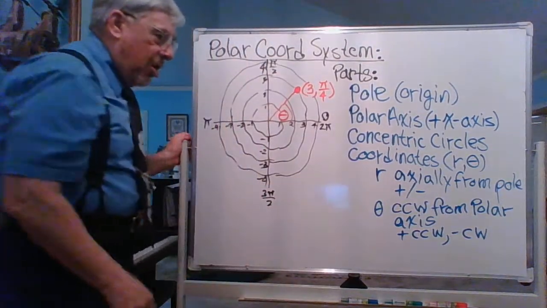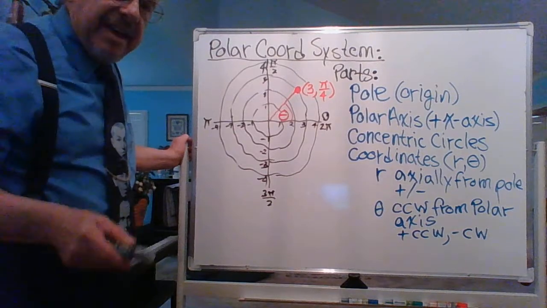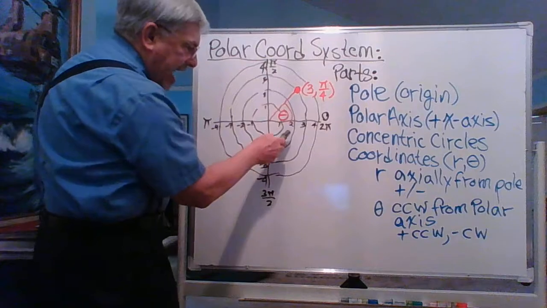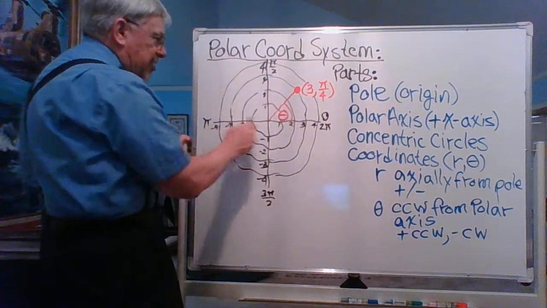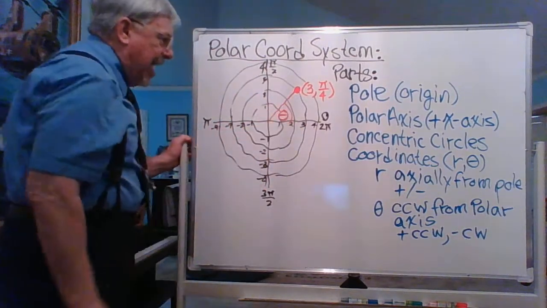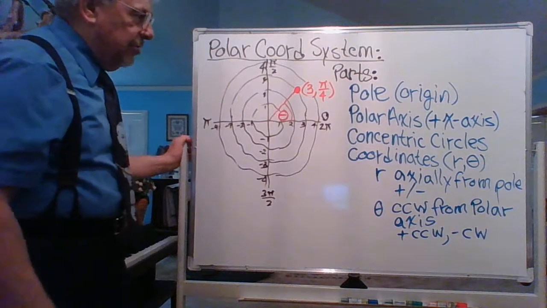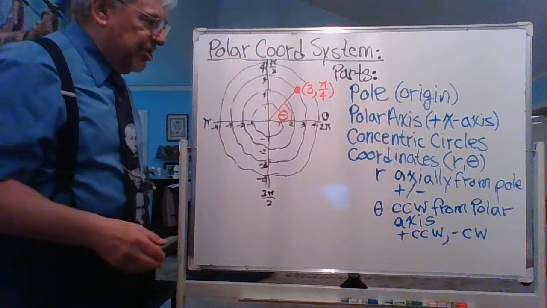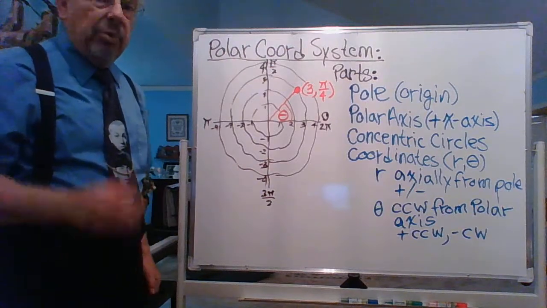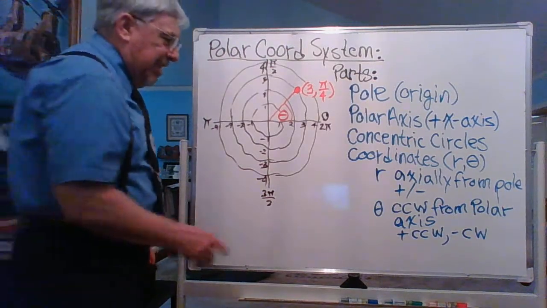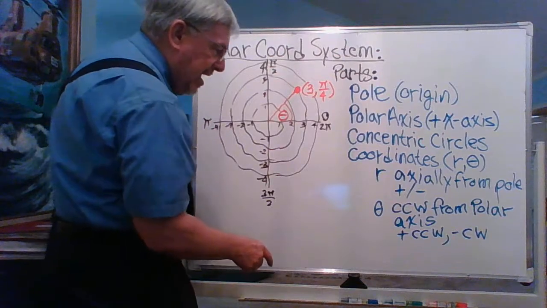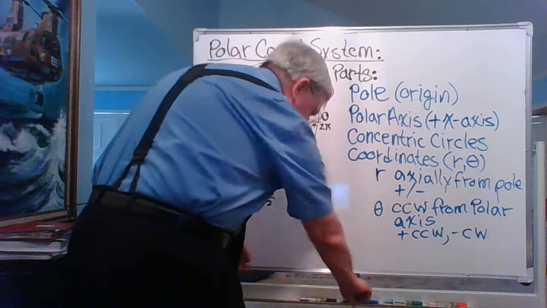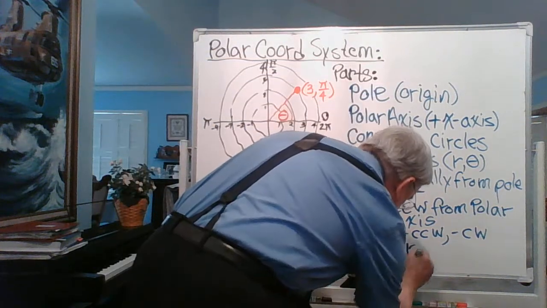Theta can also be positive or negative. Theta is measured counterclockwise from the polar axis. So it goes counterclockwise over here. So here I have a theta of pi over 4, which is 45 degrees. In our polar coordinate system, our theta is measured in radians. I should have put that up there. And it can also be negative, clockwise from the polar axis. So here we should have radians.